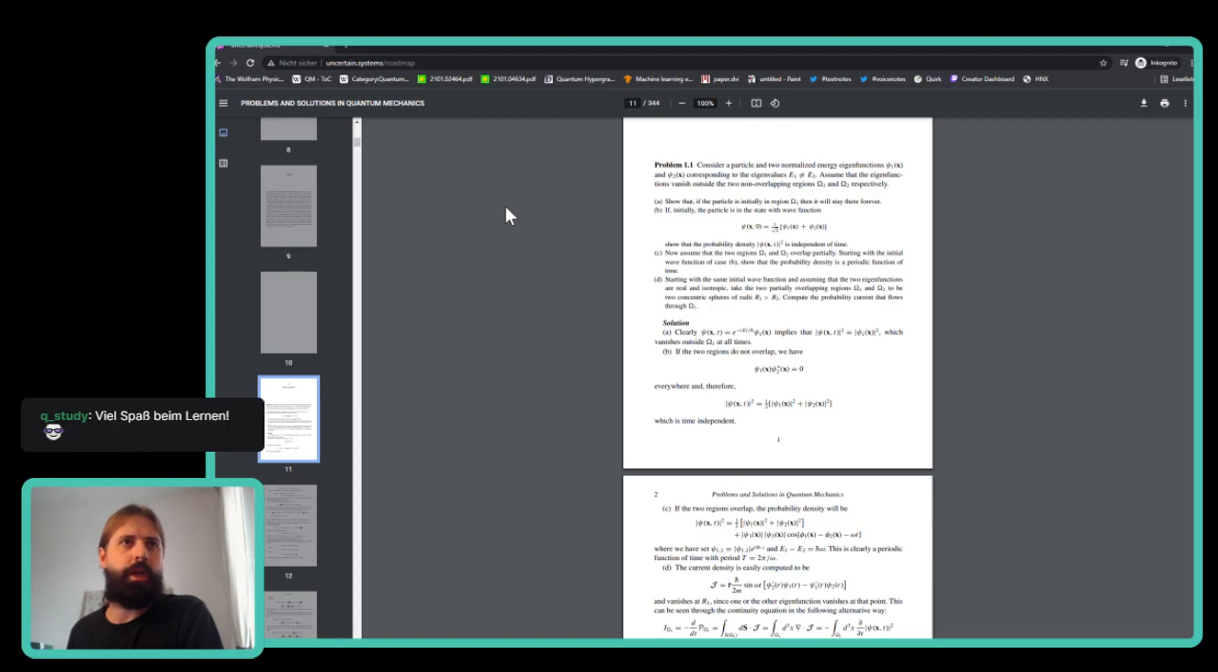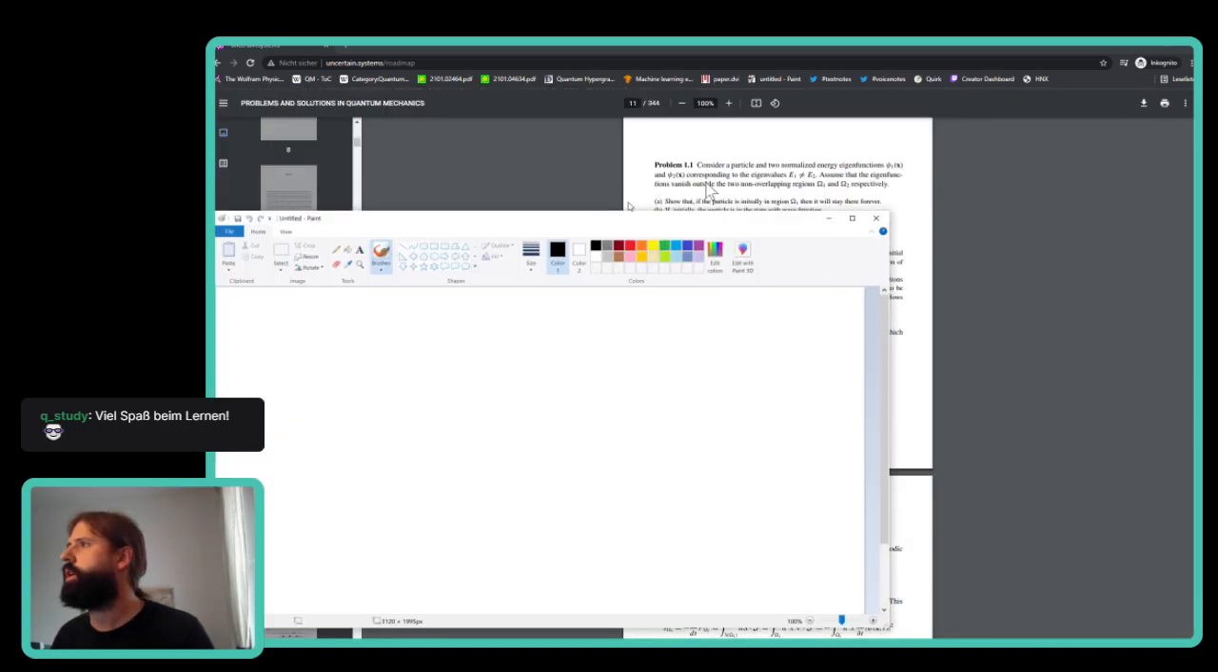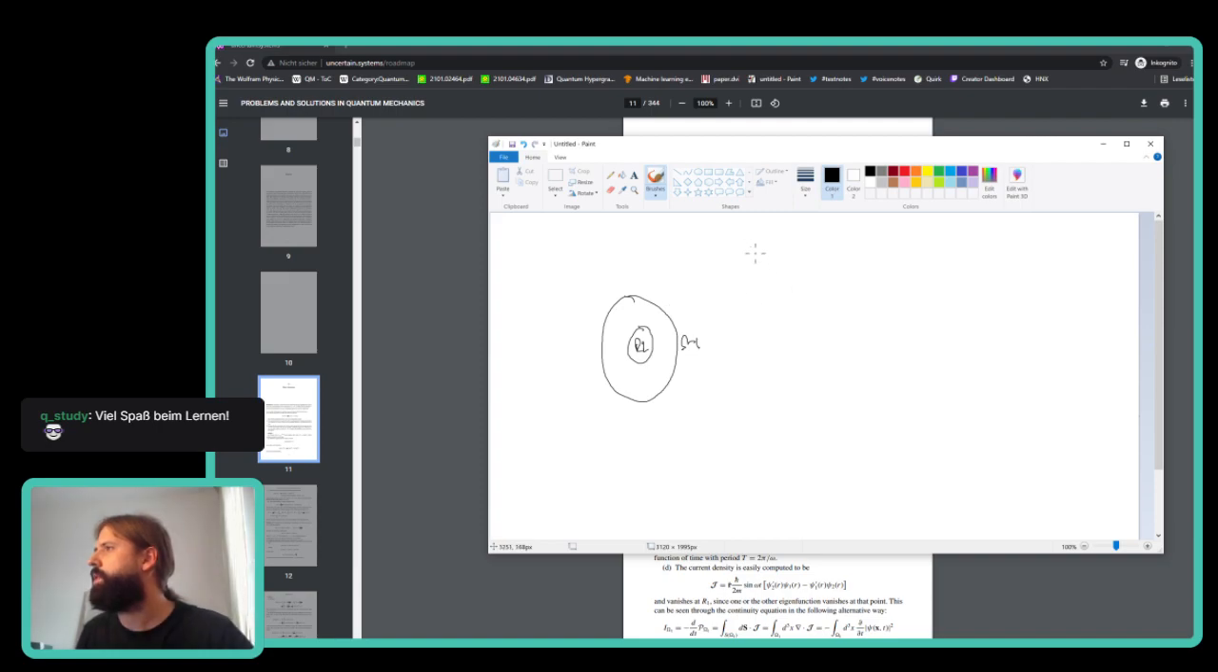So let's maybe open up Paint. We need to calculate something called the probability current, which, by the word, is going to be something like this: we've got a region here and a region here, right? So this is omega 2, and this is omega 1. Let's think about this for a second, right? We have a wave function, maybe something like that.